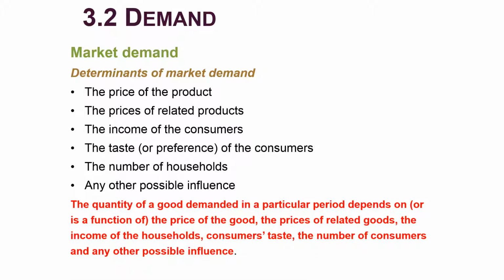The quantity of a good demanded in a particular period depends on, or is a function of, the price of the good, the price of related goods, the income of the household, consumer tastes or preferences, the number of consumers or household members, and any other possible influence.